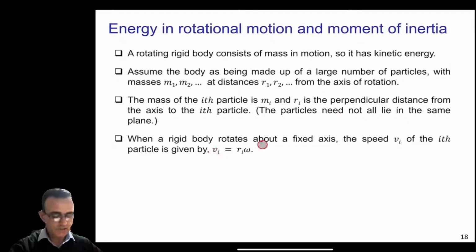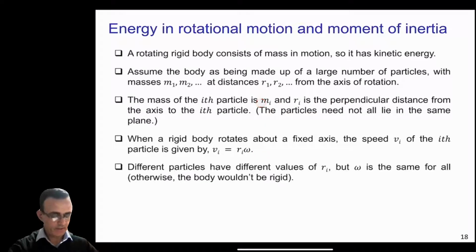Now when the rigid body rotates about a fixed axis, the speed vi of the ith particle is equal to ri omega. The different particles have different values of ri, but omega is the same for all particles. Otherwise, the body wouldn't be a rigid body.